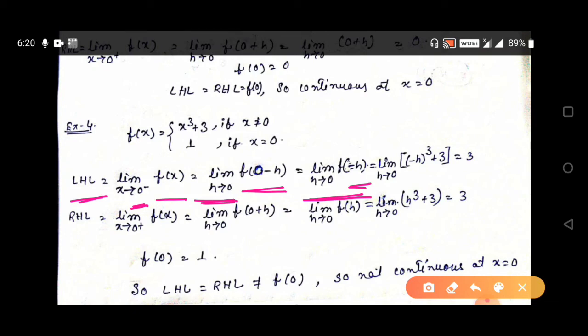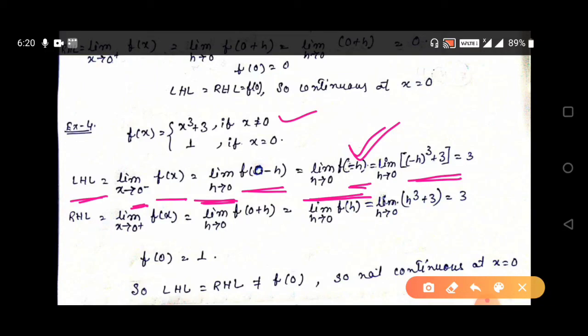So x tends to 0 negative means less than 0. Whenever less than 0, that means surely it is not equal to 0. Not equal to 0 means x cube plus 3. So for x cube plus 3 we will write minus h whole cube plus 3. We will replace x by minus h because here we have minus h.